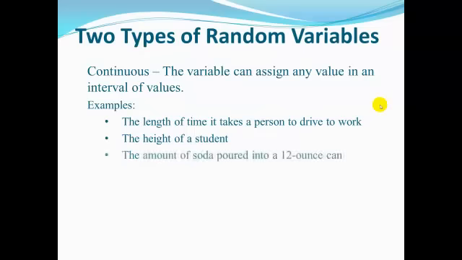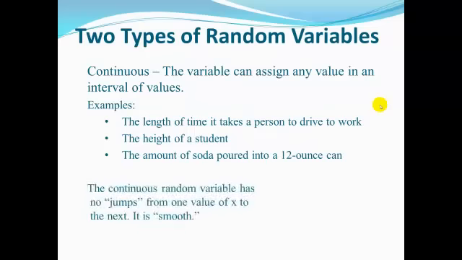I'll give you another one. The amount of soda poured into a 12-ounce can. Think about a soda can, and we'll probably talk about this later when we talk about one of our tools for working with continuous random variables. But when you get your 12-ounce soda, it may not have 12 ounces. It might have 11.8882 ounces, or it might have 12.01117 ounces. There's a continuous measure. It doesn't jump. The nature of the variable you're collecting is what I'll call smooth. The continuous random variable has no jumps. It's smooth. Anywhere in between is fine.